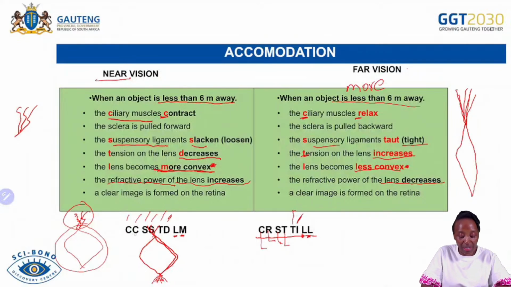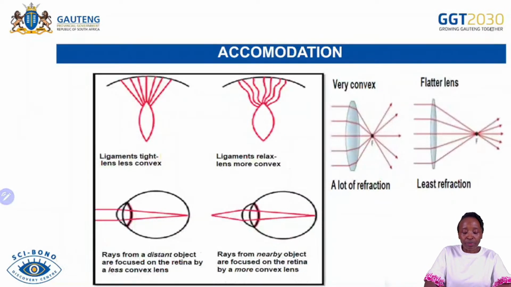So remember the CC, SSTD, LM, and then the opposite on the far vision, which is CRSTTILL. So please practice and practice and practice until you understand it. So yeah, this is just a diagram to explain what I've said earlier.